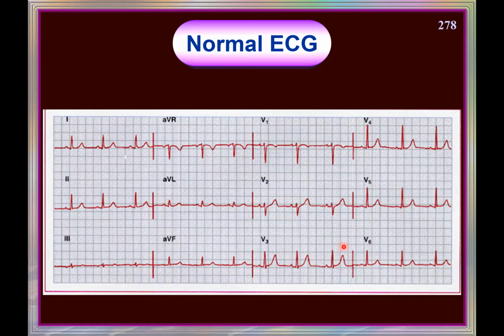Normally T is upright in all these leads except in V1 and AVR. V1 and AVR are the two leads where T is normally down. In L3 it may be this way or that way, but in other leads the QRS is up, and the T waves are also up.